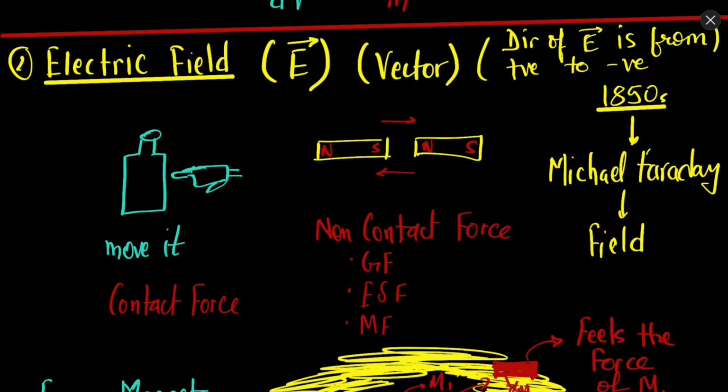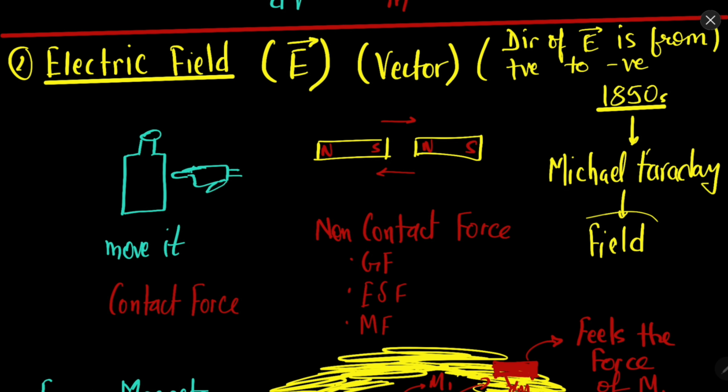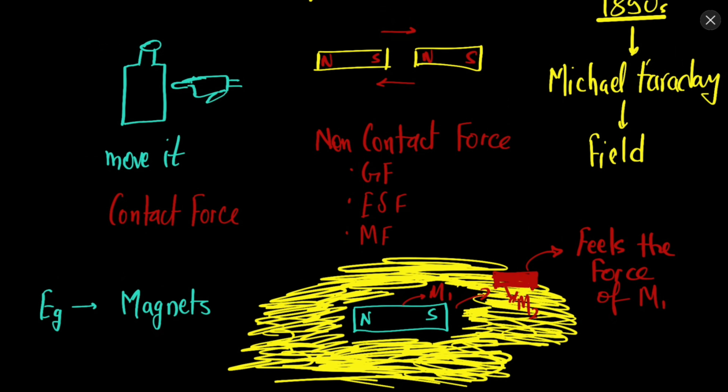So the scientists started thinking about how this is possible. How does this magnet know that there is another magnet here without any contact? In order to understand this concept, there was one of the greatest English physicists, Michael Faraday. He introduced the concept of field in approximately the 1850s. So what is the concept of a field? According to Michael Faraday, let's take the example of a magnet. Let's say we have this magnet.